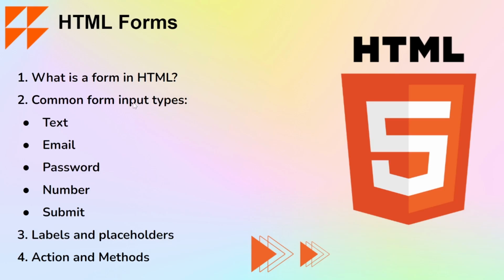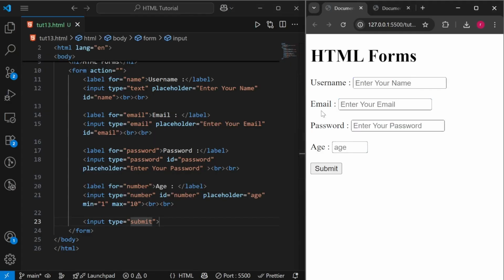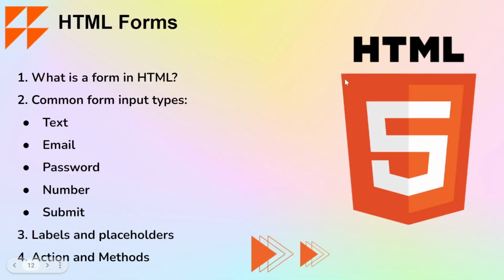Then we have seen some common form input types like our text type, which is for username, then email, password, age, which is of type number, and then the submit button. Now we have also seen what the usage of labels is. Basically, if we have to show any text for our input, we show it via labels. And we have also understood the usage of that, because labels tell the connection between your input and your text. And then we have also seen the placeholder text.